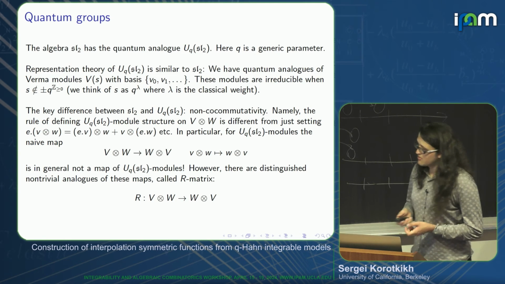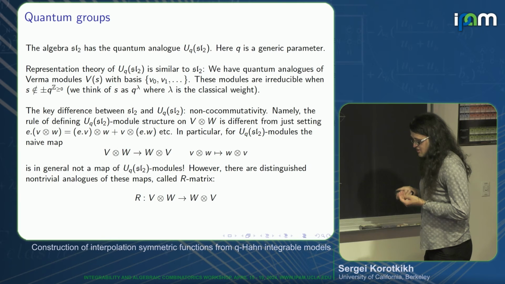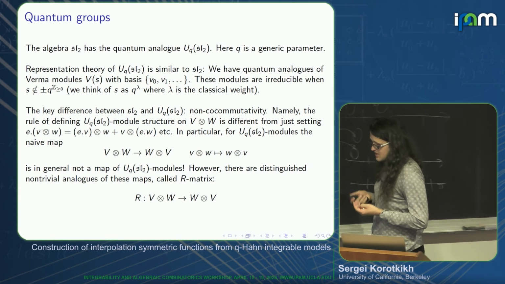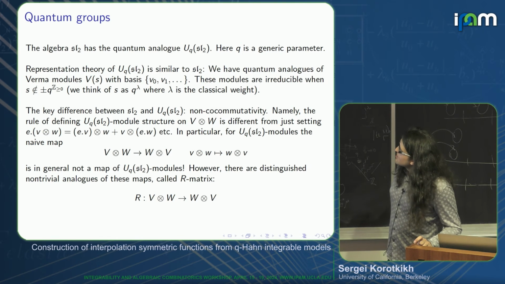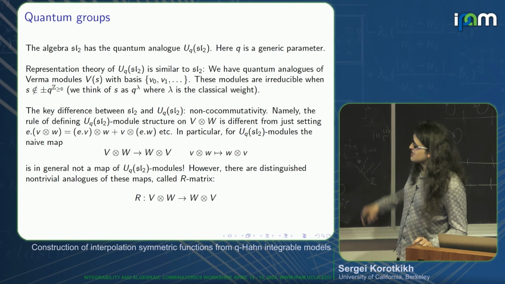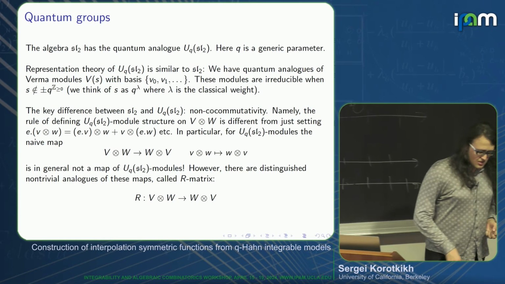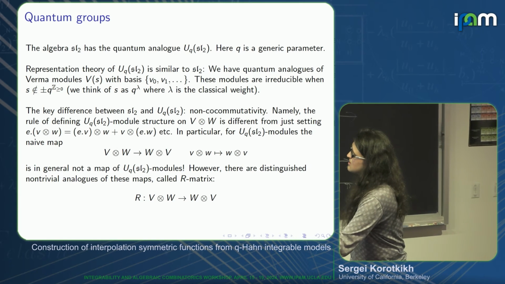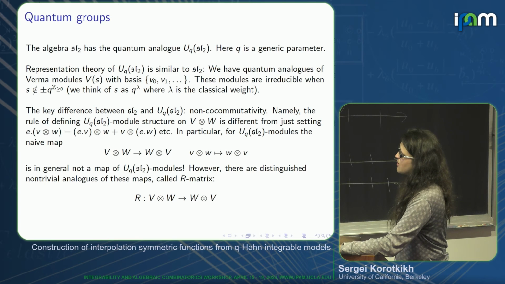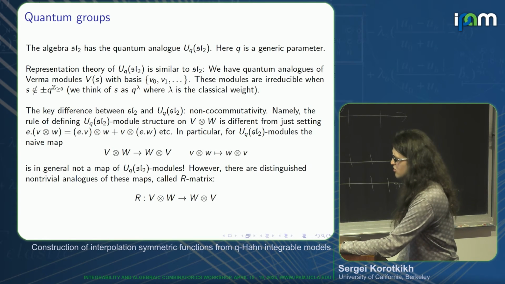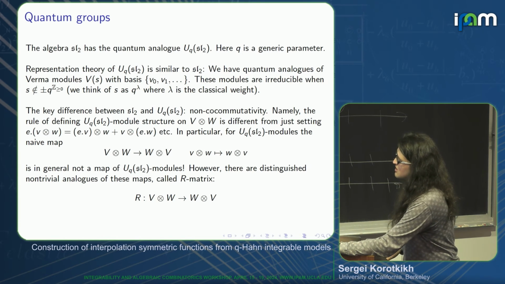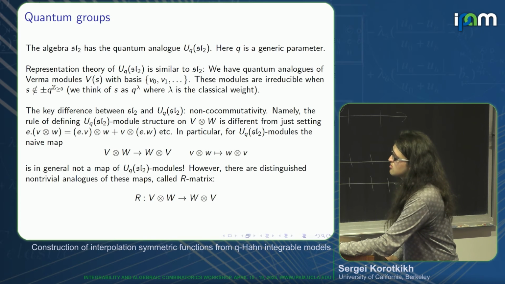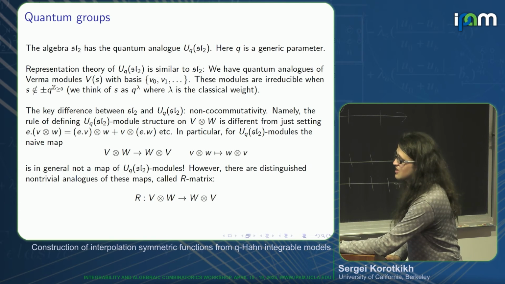First of all, remember that for the algebra SL2 you have highest weight finite-dimensional modules, which I will denote V_s, where s is the highest weight. Then there is a certain very nice choice of deformation of the universal enveloping algebra of SL2, which adds a quantum parameter q to it. For my purposes, I will always assume that this q is a generic parameter. I'm not talking about any cases when q is a root of unity or something like this.